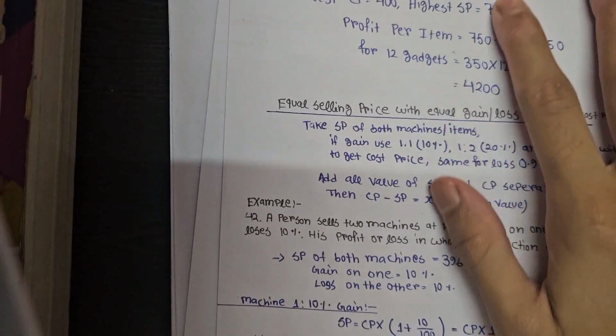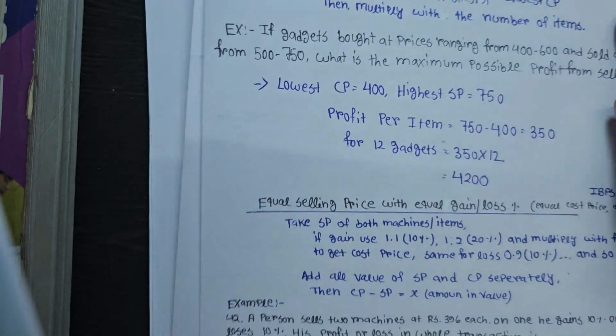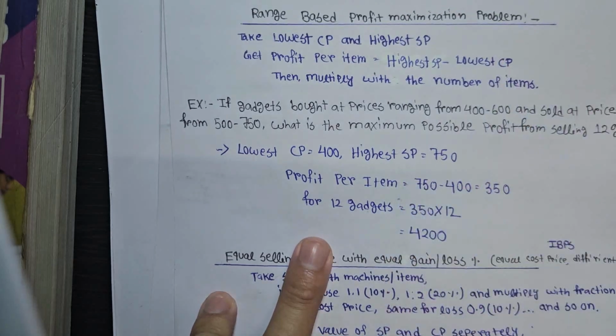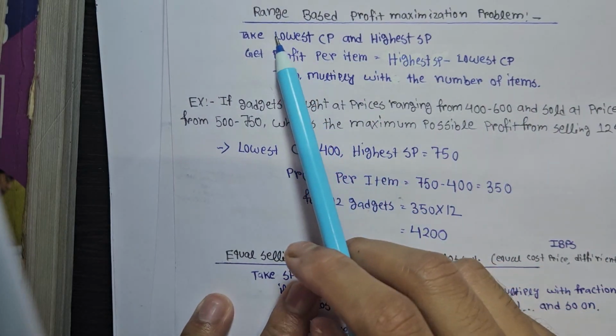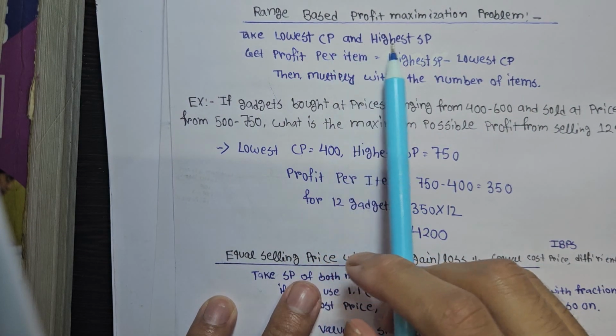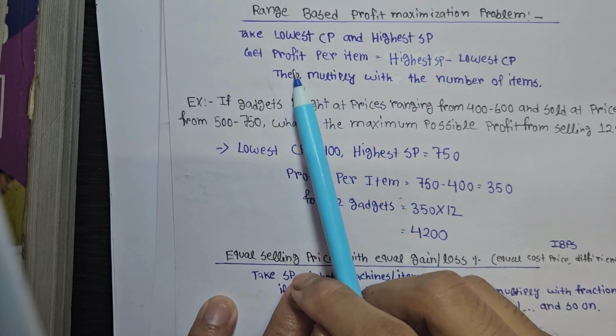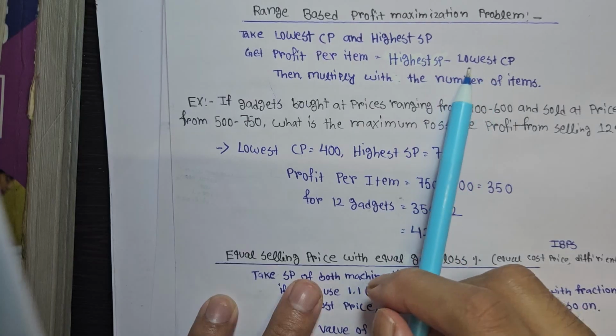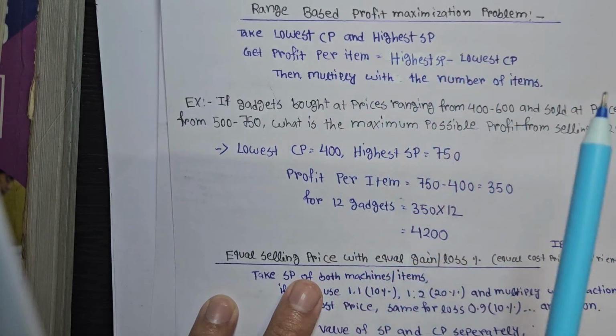Now coming to the next types of problems. Coming up next is the range-based profit maximization problem. What you do in this type of problem is you take the lowest cost price, you take the highest selling price, get the profit per unit, which is the highest selling price subtracted by the lowest cost price, and then multiply with the number of items.